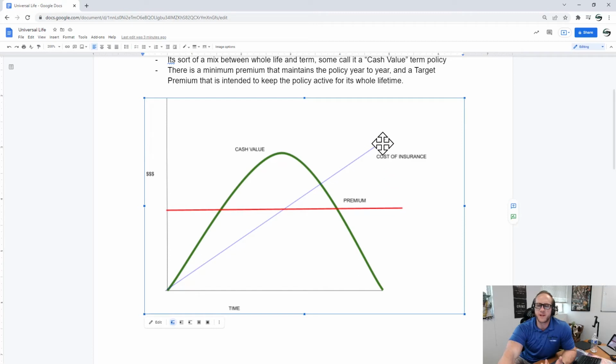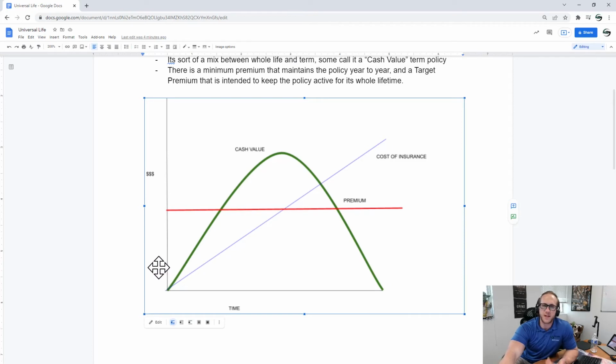And I know it's not perfectly even, but you'll see at age 90 or whatever year they decide, that the last year they want the policy to stay in force until, the cost of insurance has eaten up all the cash value based on the premium that they're paying, and at this point the policy lapses.